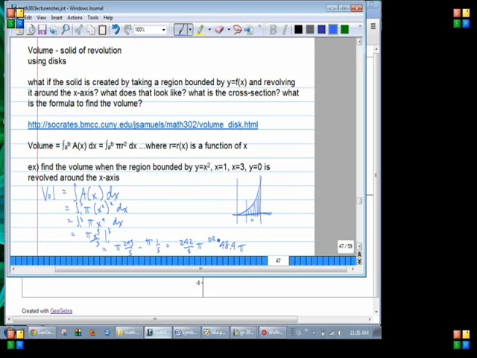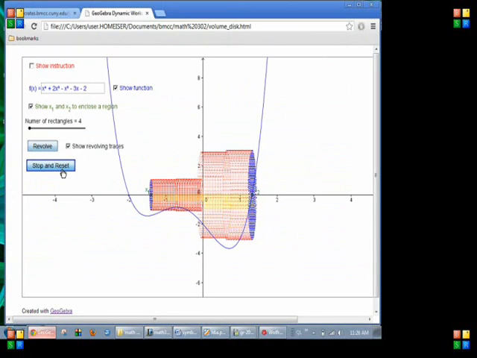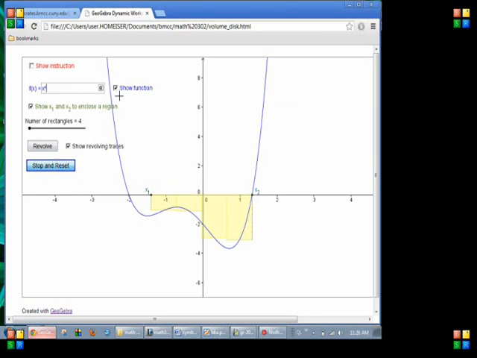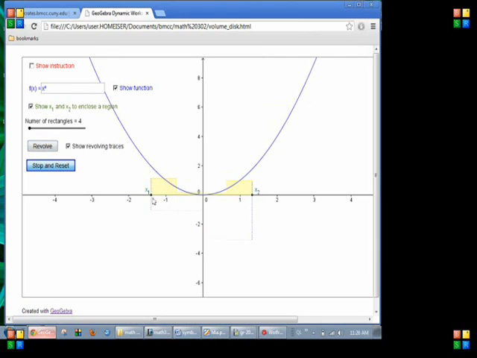Revolved around the x-axis? Well, here's the x-axis, and we are revolving it that way. It would be cone-ish, I guess. So actually, what would it be? We have the tool to take a look. So let's just say x squared. And we want to, what did we say? We said let's go from 1 to 3.